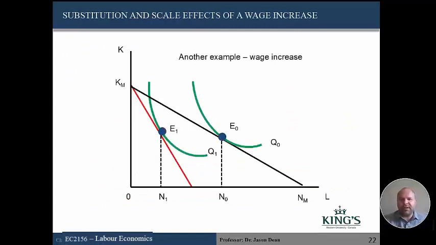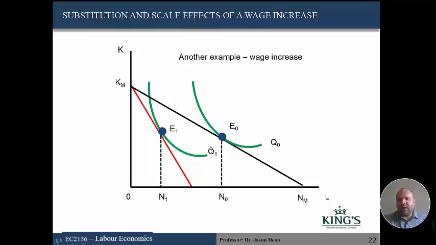Okay, so let's look at an example where we have a wage increase, and we're going to isolate the substitution and income effect. Initially we're at point E0, producing Q0. Then we have a wage increase, and so the isocost line is going to rotate, and the wage is going to be higher, so the slope is going to be steeper. The firm is now going to want to produce a different quantity to maximize profits. This quantity will be Q1.